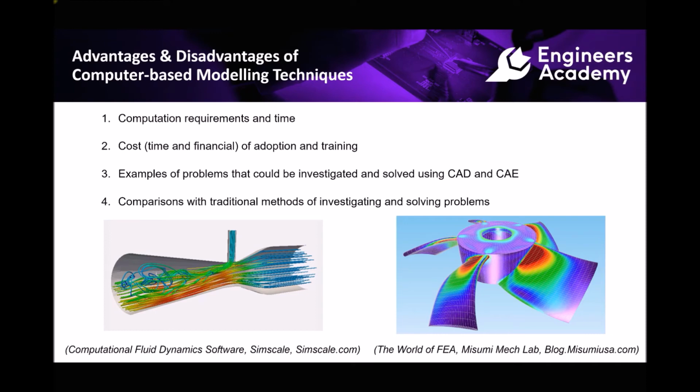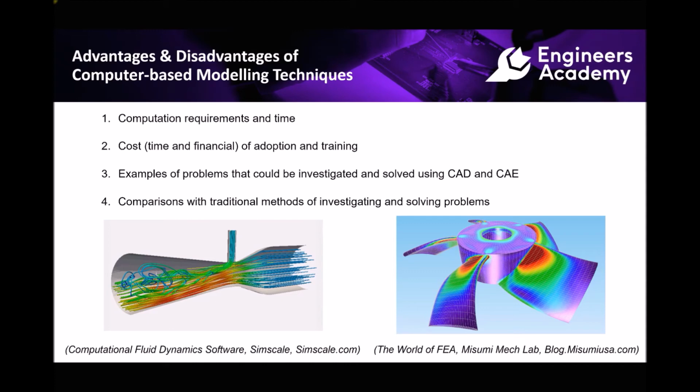Now, there's various different traditional methods. So for the problem on the left-hand side, we may need to construct a wind tunnel or something similar so that we can analyse the flow through this particular duct. We could also use various instrumentation to measure pressures and velocities at different points. But what that doesn't enable us to do is to physically see and understand how the fluid's flowing through that duct.